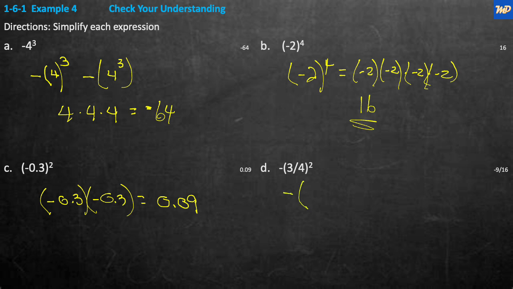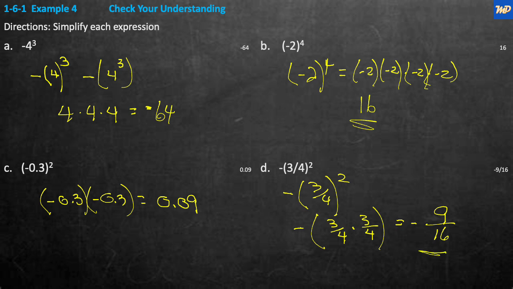And how about D? Negative the quantity, 3/4 squared. Well, that is negative, I'm going to put a parenthesis here, 3/4 times 3/4. Okay, that's the squaring. So 3 times 3 is 9, and 4 times 4 is 16, and that's equal to -9/16. And there's your answer. That can't be reduced any further.